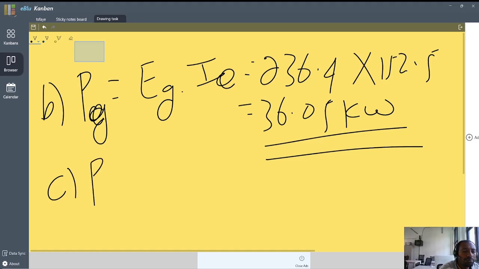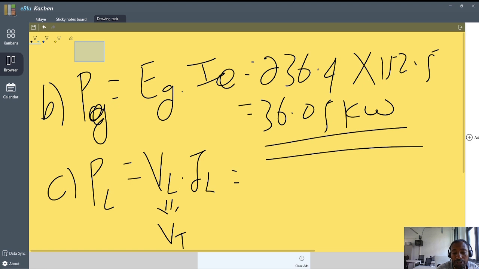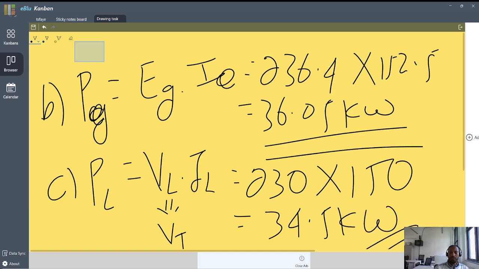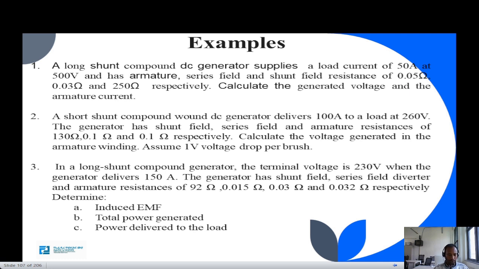And C is requesting power delivered to the load. Power delivered to the load, PL, is going to be VL times IL. We know the VL means V terminal, so I can say VT. How much is VT? VT is 230, times IL. How much is IL? It is already given, 150, right? Therefore power delivered to the load will be 34.5 kilowatts. That is what is requested.